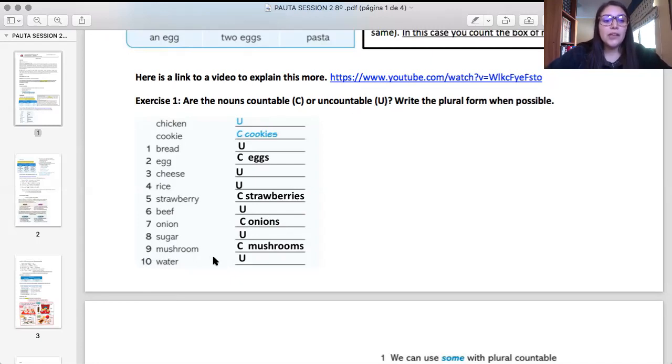Number 9, mushroom. Okay, we can count it one by one, so it's countable, and the plural form is mushrooms. Okay, number 10, we have water, and is the same as milk. It's liquid, so it's uncountable.